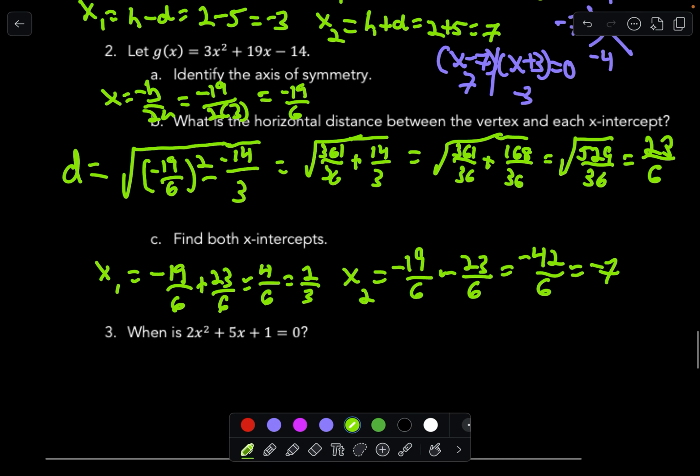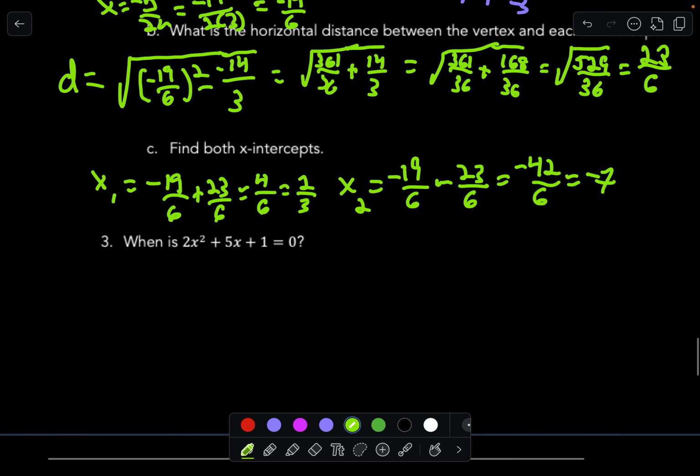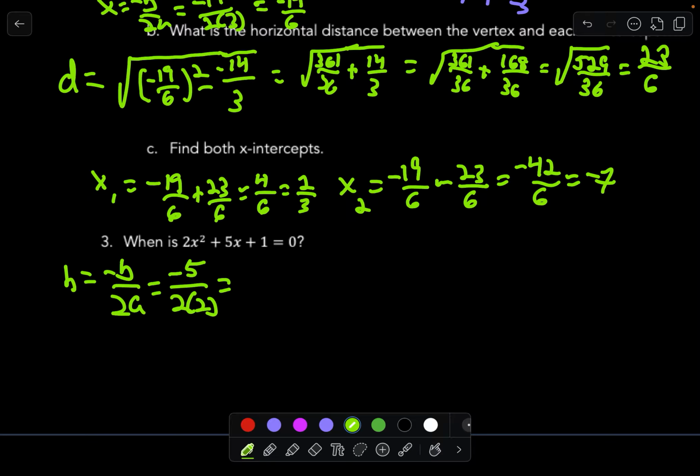All right, so the last one. They want you to find out when 2x squared plus 5x plus 1 equals 0. They're asking for the zeros of this, the roots of that quadratic. So it's the quadratic formula. First find h. h equals the opposite of b over 2a. That's going to be negative 5 over 2 times 2, which is negative 5/4.